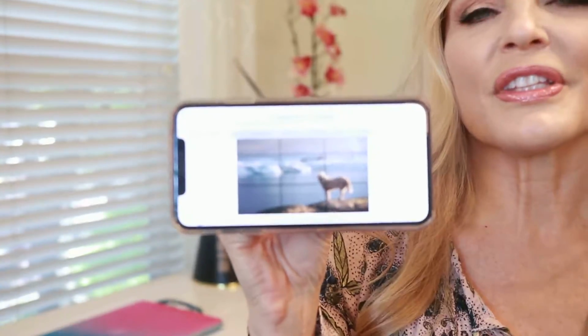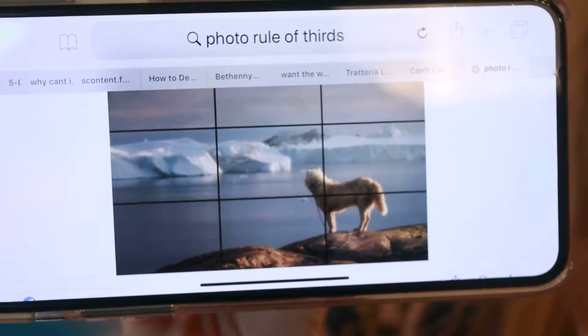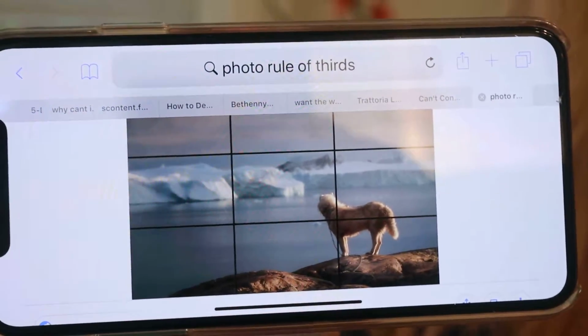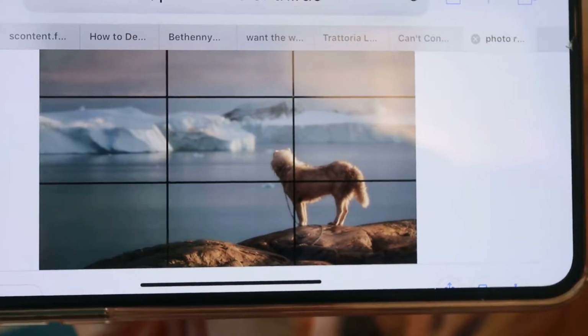So let me show you a photo where it's divided into thirds. Right, so you can see the main subject. Maybe that's like a little dog. Is that what that looks like to you? Woof, woof. Is just taking up approximately a third of the photo. And that, besides making it interesting, how can we use that in our business?